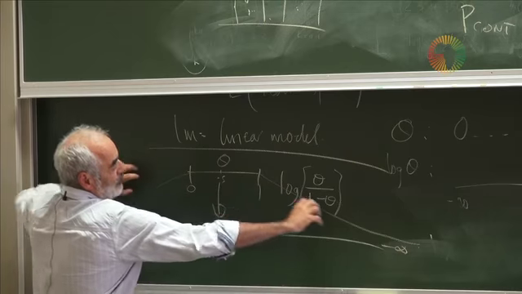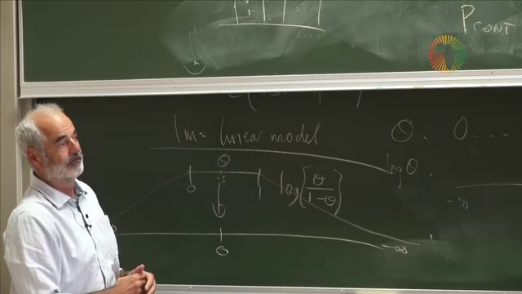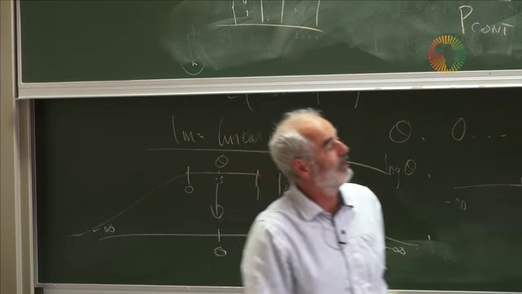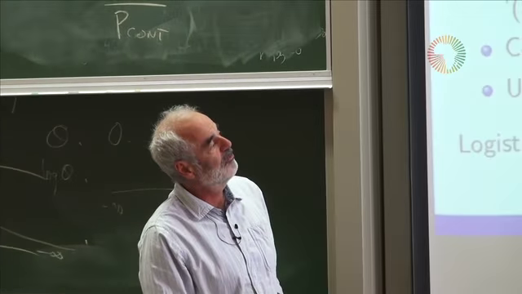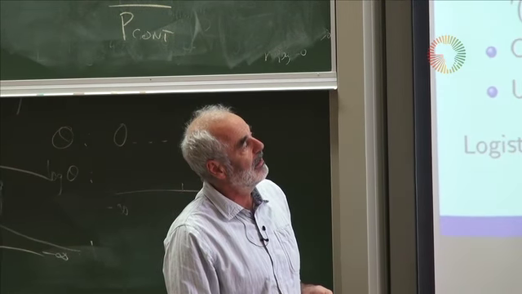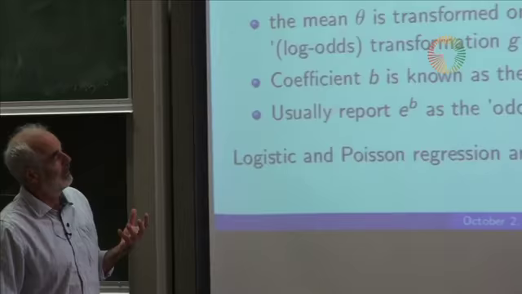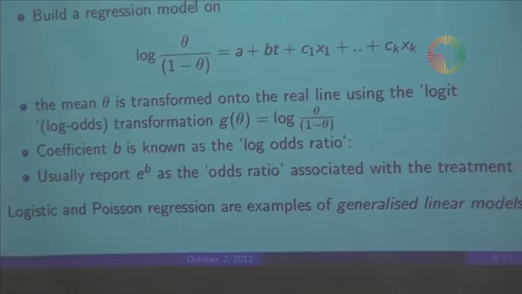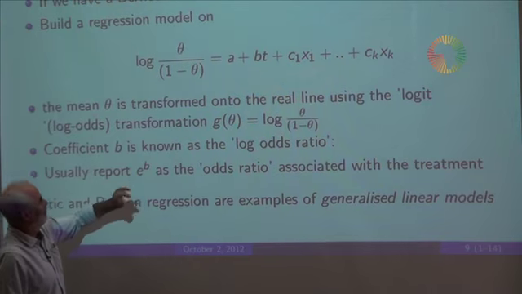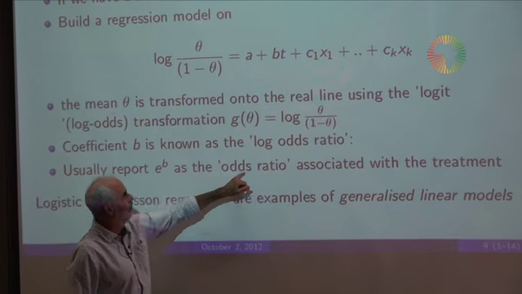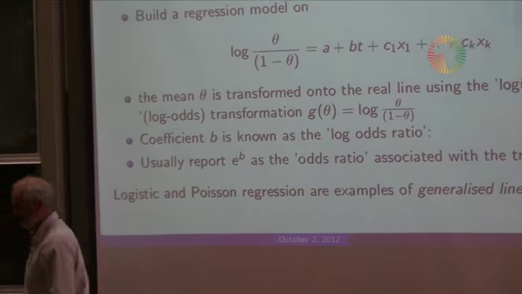It takes this and stretches it out to the whole line. It's known as the logit transform. And so we build a logistic regression. Again, we can't estimate these coefficients exactly. We have to use numerical methods. And what we report, e to the b, is the odds ratio associated with the treatment.